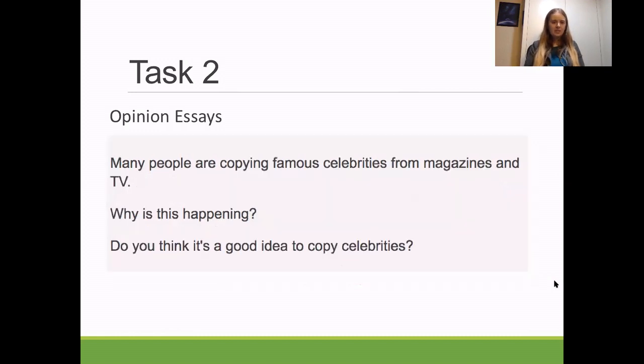Another opinion question. Many people are copying famous celebrities from magazines and TV. Why is this happening? Do you think it's a good idea to copy celebrities? So your idea, your opinion about if this is a good idea, and don't forget to also say why this is happening. That's one of the two questions that they ask you.